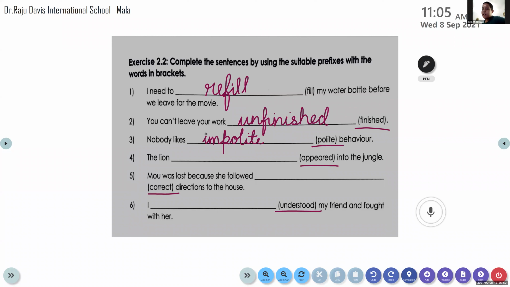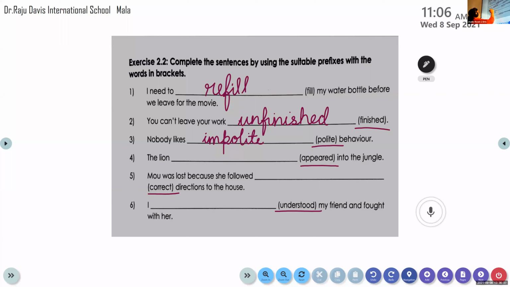The lion dash into the jungle. Unappeared? Is there any word like that? Think and tell me the answer. What is the antonym of appeared? Disappeared. Yes, very good. The antonym of appeared is disappeared.